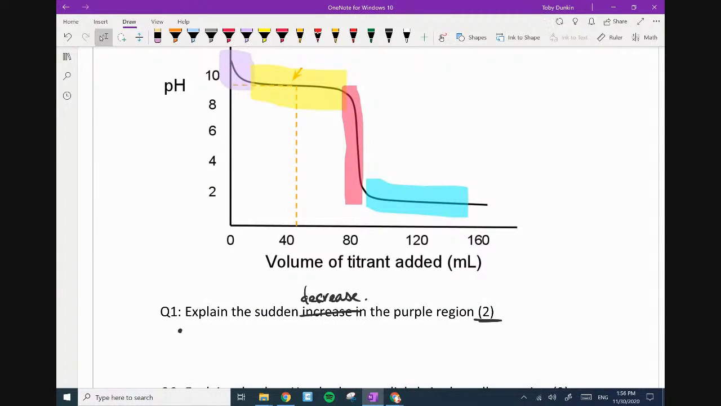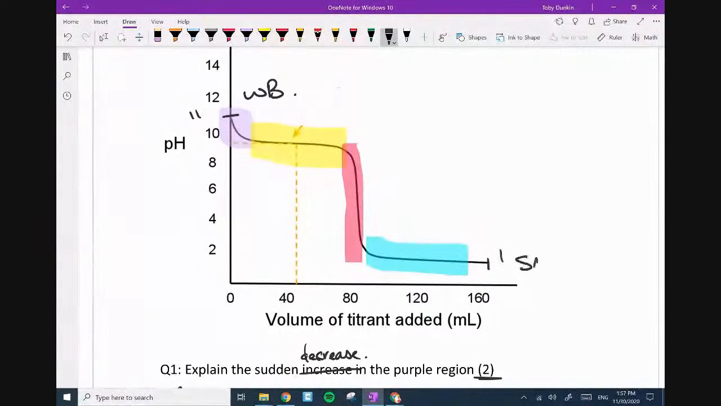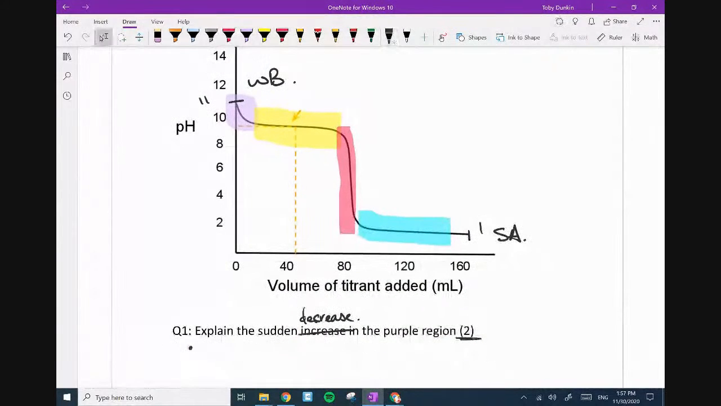Well, what are we adding? Well, this is a weak base. Yeah, we know this because it's starting at pH 11, and we're ending at pH 1. This is ending at a strong acid. So we're adding a strong acid to this. So that's the first thing we've got to identify.